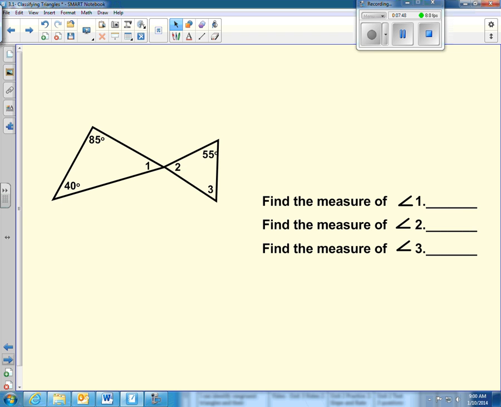Okay, so here we go. It says find the measure of angle 1, measure of angle 2, and measure of angle 3. And I'm actually going to leave all 3 of these for you guys to find. Now you want to think back to your vertical angles relationship. You want to think back to any other angle relationships that might appear again in triangles.